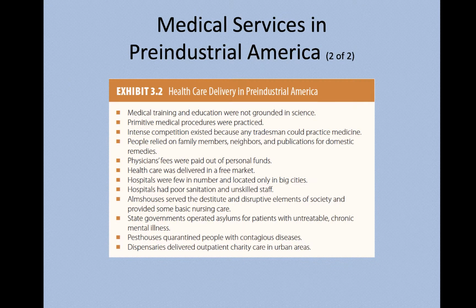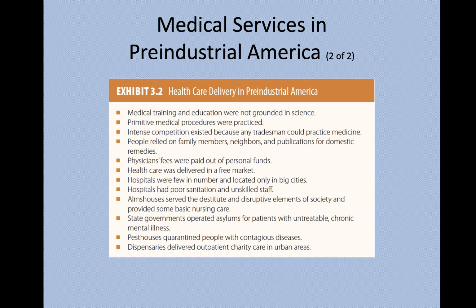So when we look at medical services in pre-industrial America, we see that medical training and education were not grounded, that we had primitive medical procedures, and there was intense competition. People really relied on family members. Fees were paid out of personal funds. Healthcare was delivered in a free market. There were very few hospitals, and when there were hospitals, they had poor sanitation and unskilled staff.